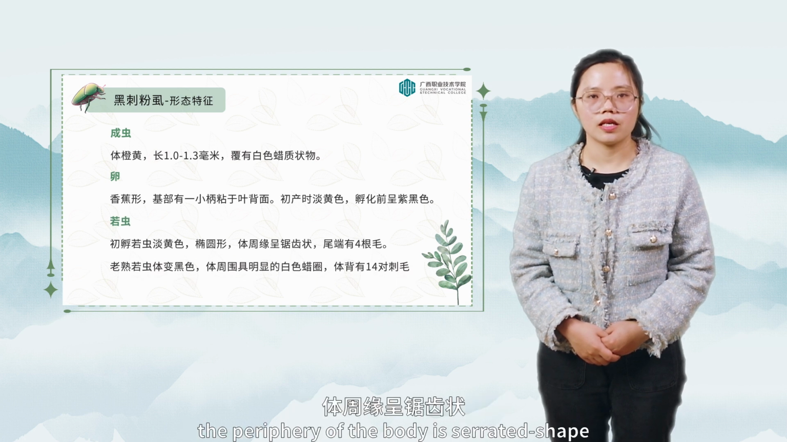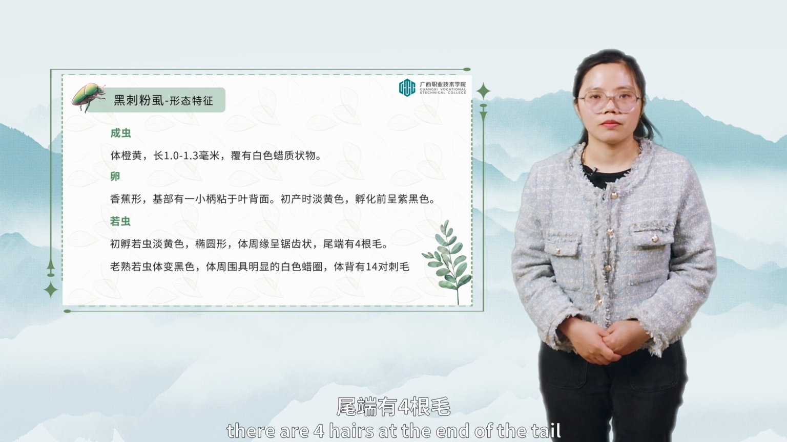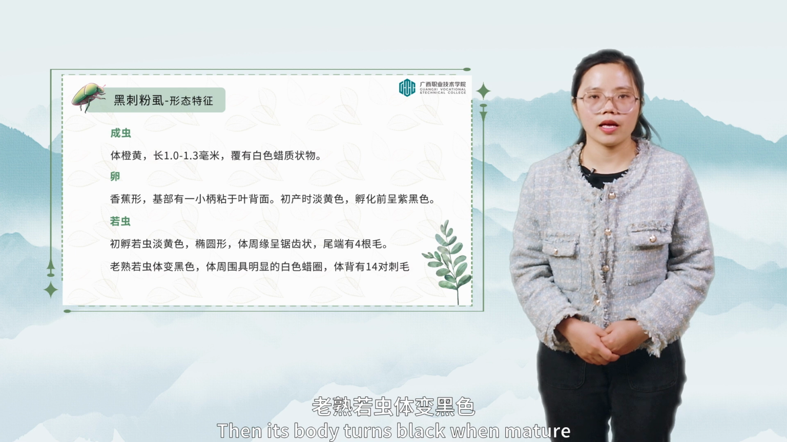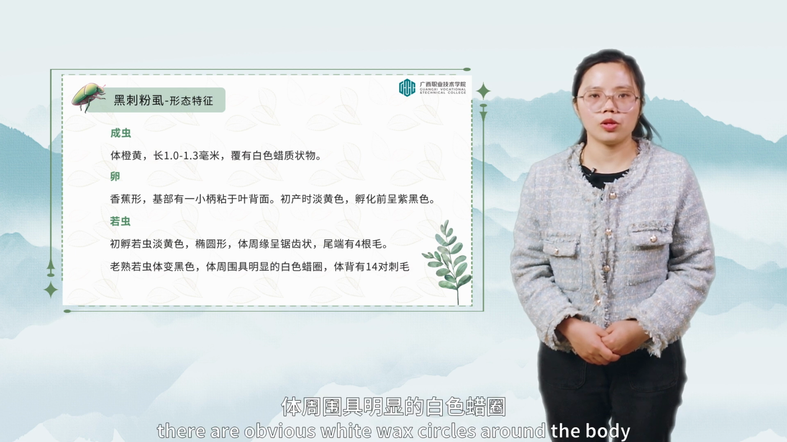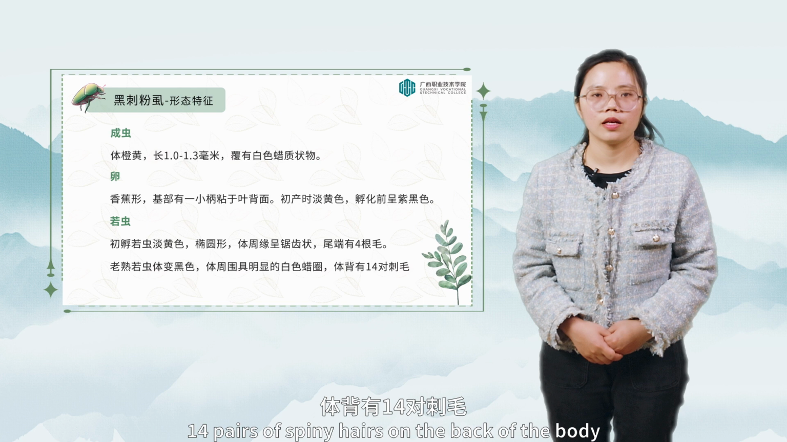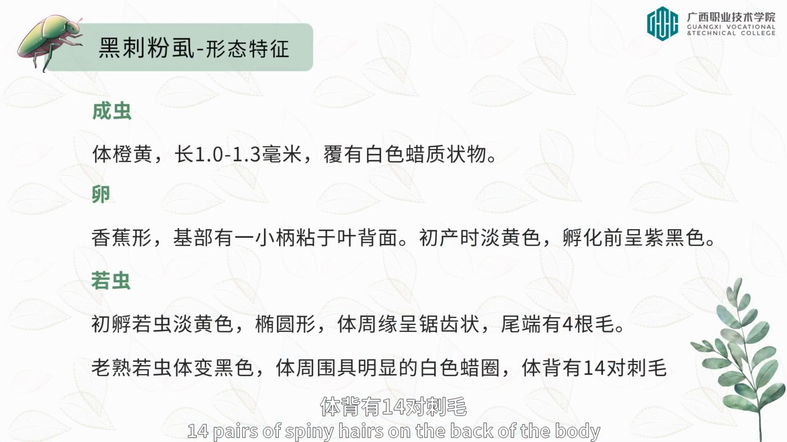The periphery of the body is serrated shape. There are 4 hairs at the end of the tail. Then its body turns black when mature. There are obvious white wax circles around the body, and 14 pairs of spiny hairs on the back of the body.